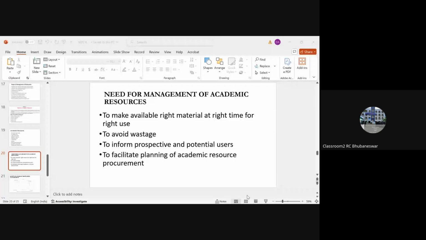Need for management of academic resources. So we know the need of academic resources, and management of academic resources is very important. Why is it important? Management of academic resources is very important. Why?